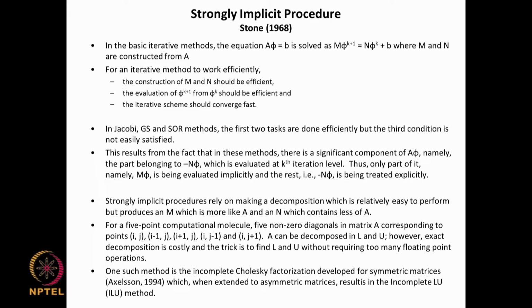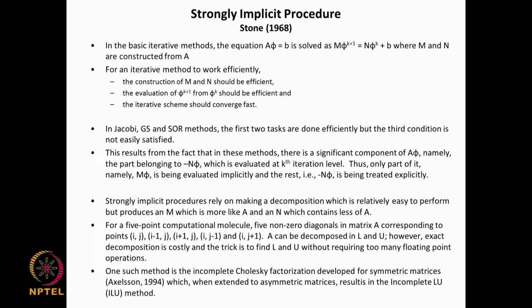And this kind of slow convergence of this iterative scheme comes from the fact that there is a significant component of A phi, which is especially the part which belongs to N phi, is evaluated at kth level.